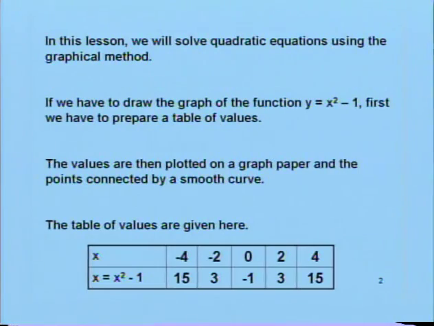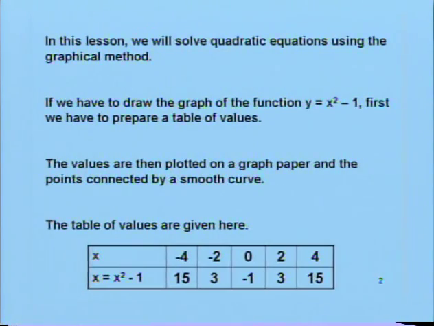If we have to draw the graph of the function y is equal to x squared minus 1, first we have to prepare a table of values. The values are then plotted on a graph paper, and the points are connected by a smooth curve. The table of values is given here. For x, we selected the values -4, -2, 0, 2, 4.